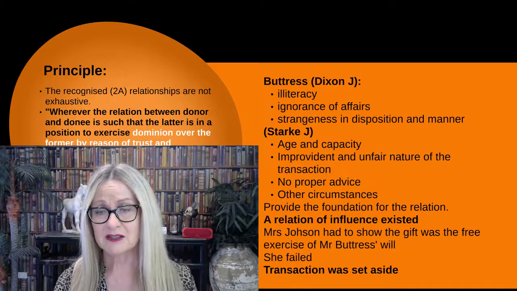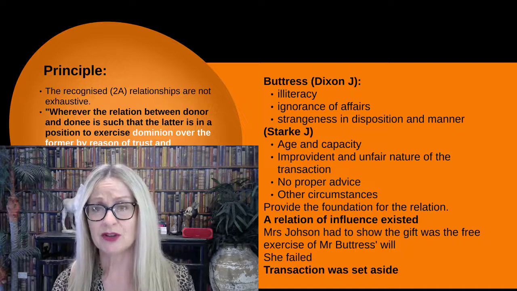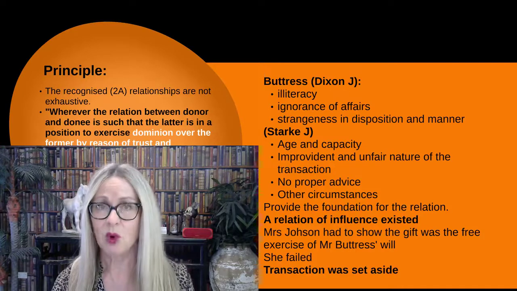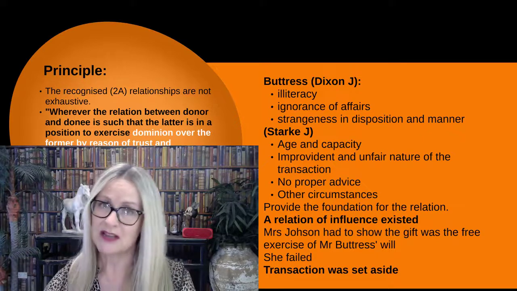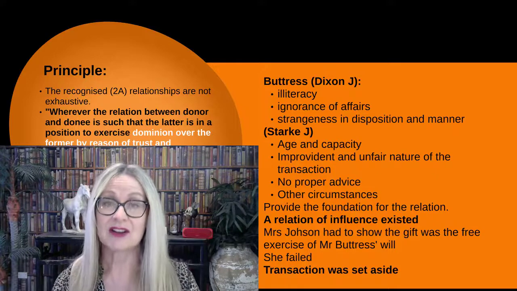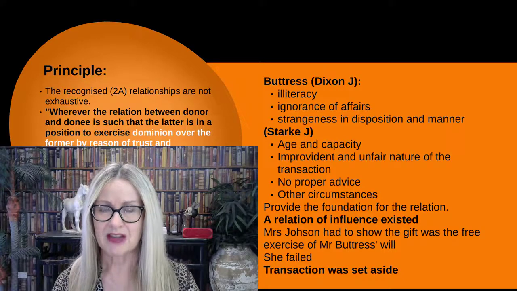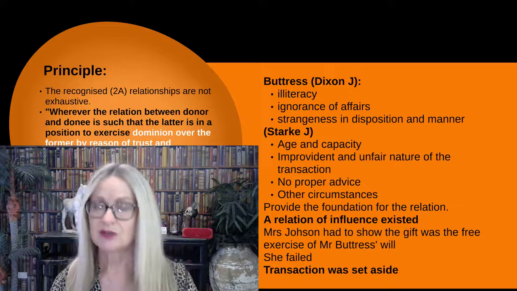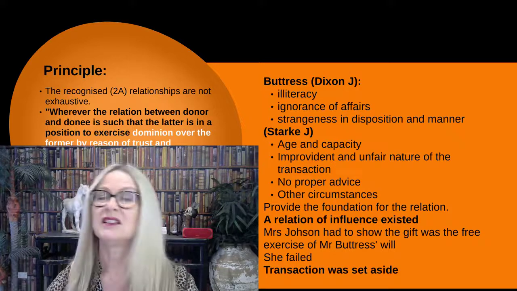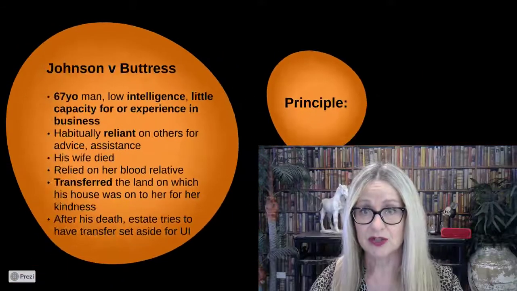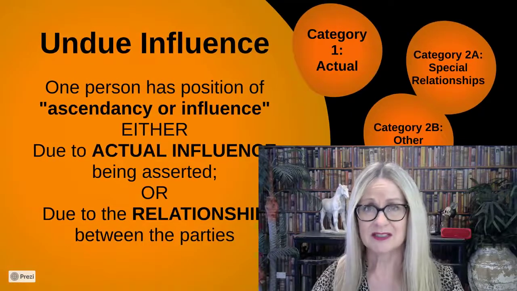The court makes the point that particularly where you have a weaker party like Mr. Buttress that is of low intelligence and illiterate, quite ignorant of any business affairs, you have to go an extra mile basically to be able to show that their actions were indeed the pure, voluntary, well understood act of the mind, as you can imagine. So because of all of that, the presumption was raised. She failed to rebut it and the transaction was set aside. So that's Johnson and Buttress. Makes eminent sense, really, doesn't it?